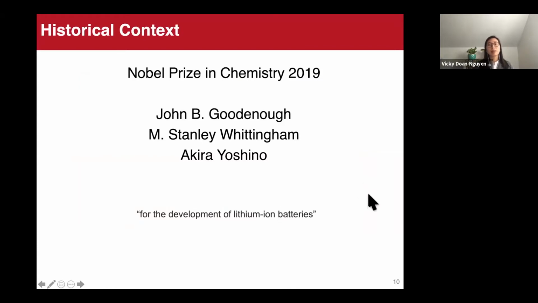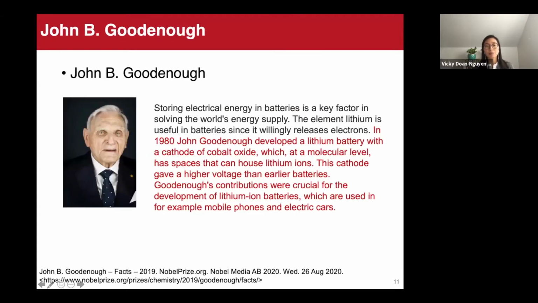So the leaps in lithium-ion battery technology advancement have been made by many scientists over the years, and there's still a lot of work to be done. Recently, the Nobel Prize in Chemistry was awarded equally to 3 scientists in 2019, and they are John Goodenough, Stanley Whittingham, and Akira Yoshino for the development of lithium-ion batteries. Specifically, their contributions are as follows.